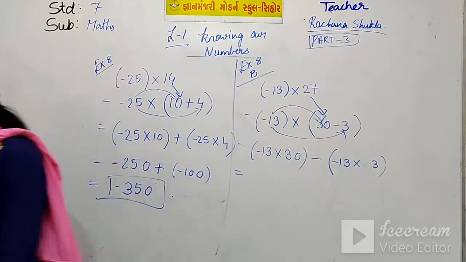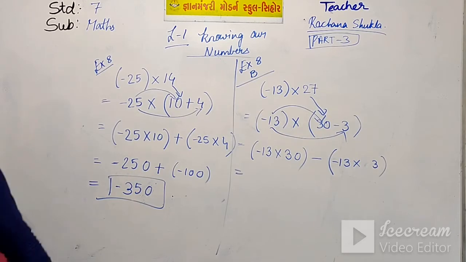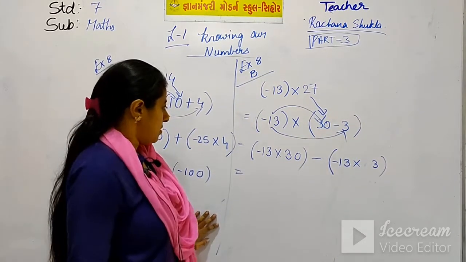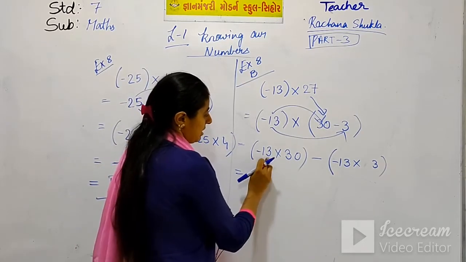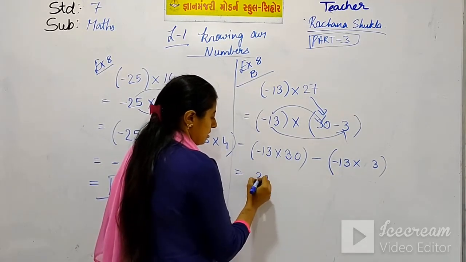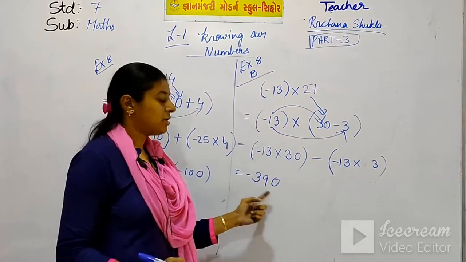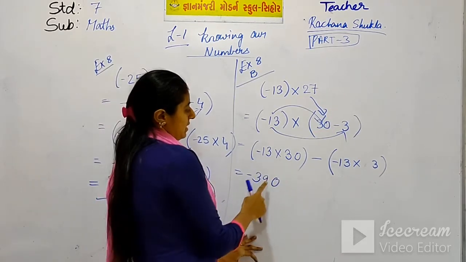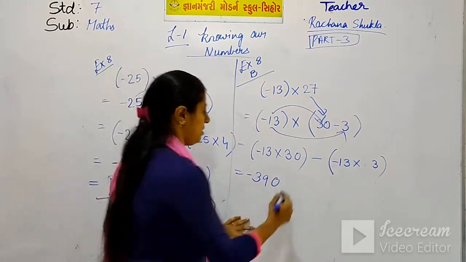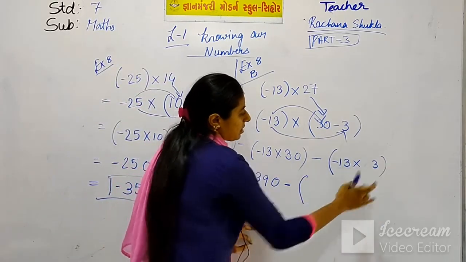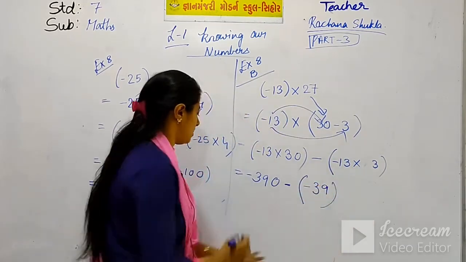Now solve this. Now look here. 13 threes are... First you tell 3 threes are 9. 3 ones are 3 and 0. So minus 390. 13 30s are 390. How? 3 threes are 9. 3 ones are 3 and 0. Put back 0. 390. Minus 13 threes are minus 39.